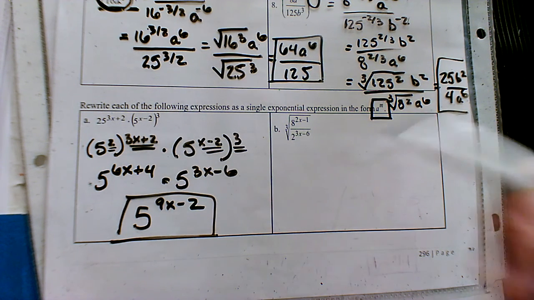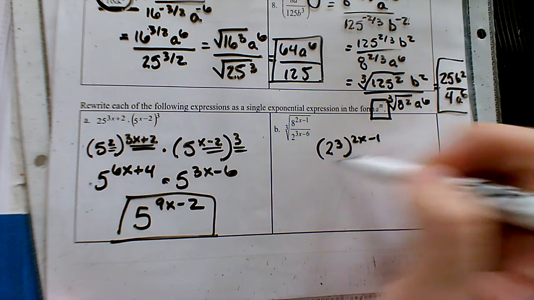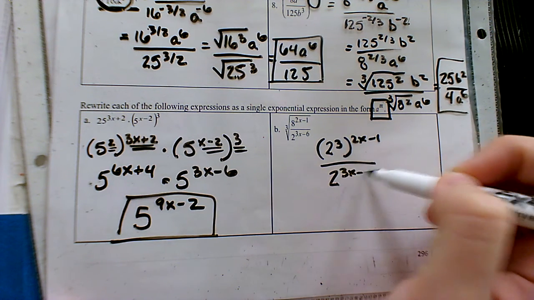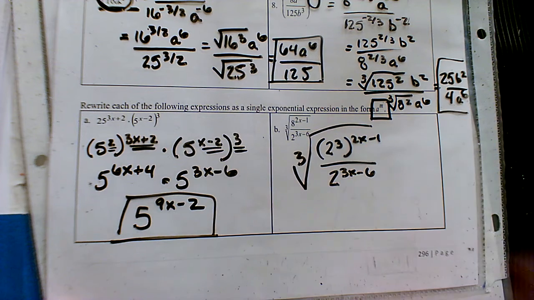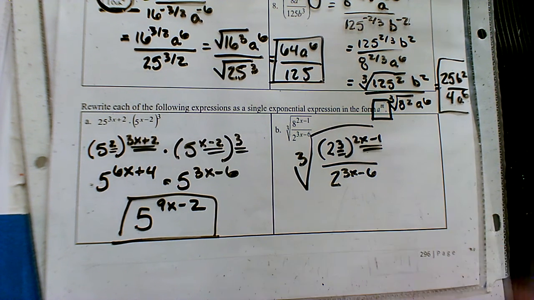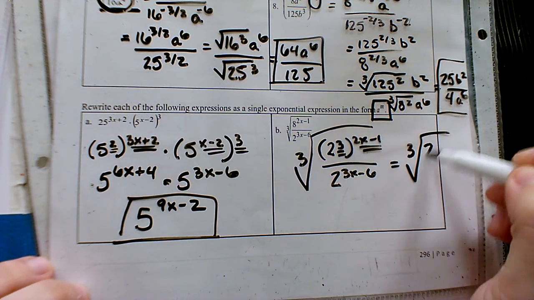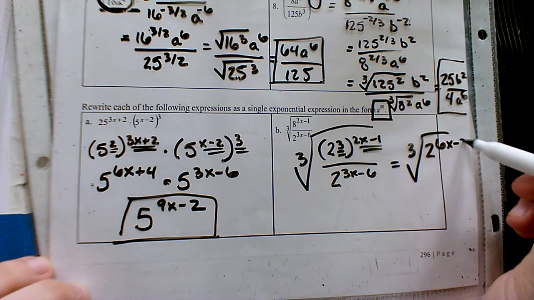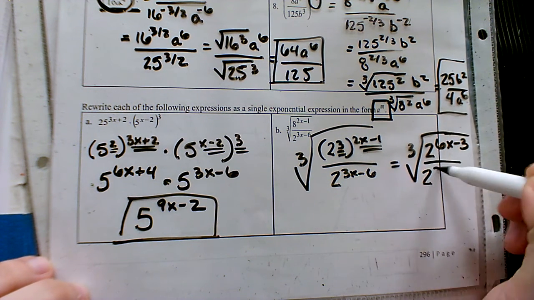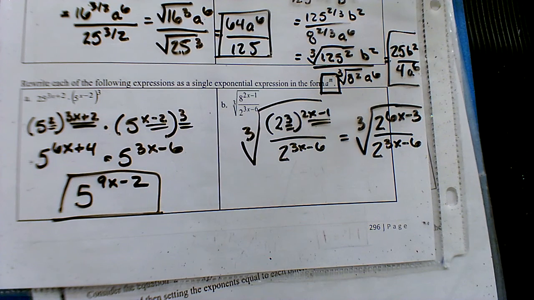Alright, so by rewriting the base of 8 as 2 cubed, you are creating a power to a power property. So we'll multiply those powers. We'll get 6x minus 3. Alright, can we keep going?